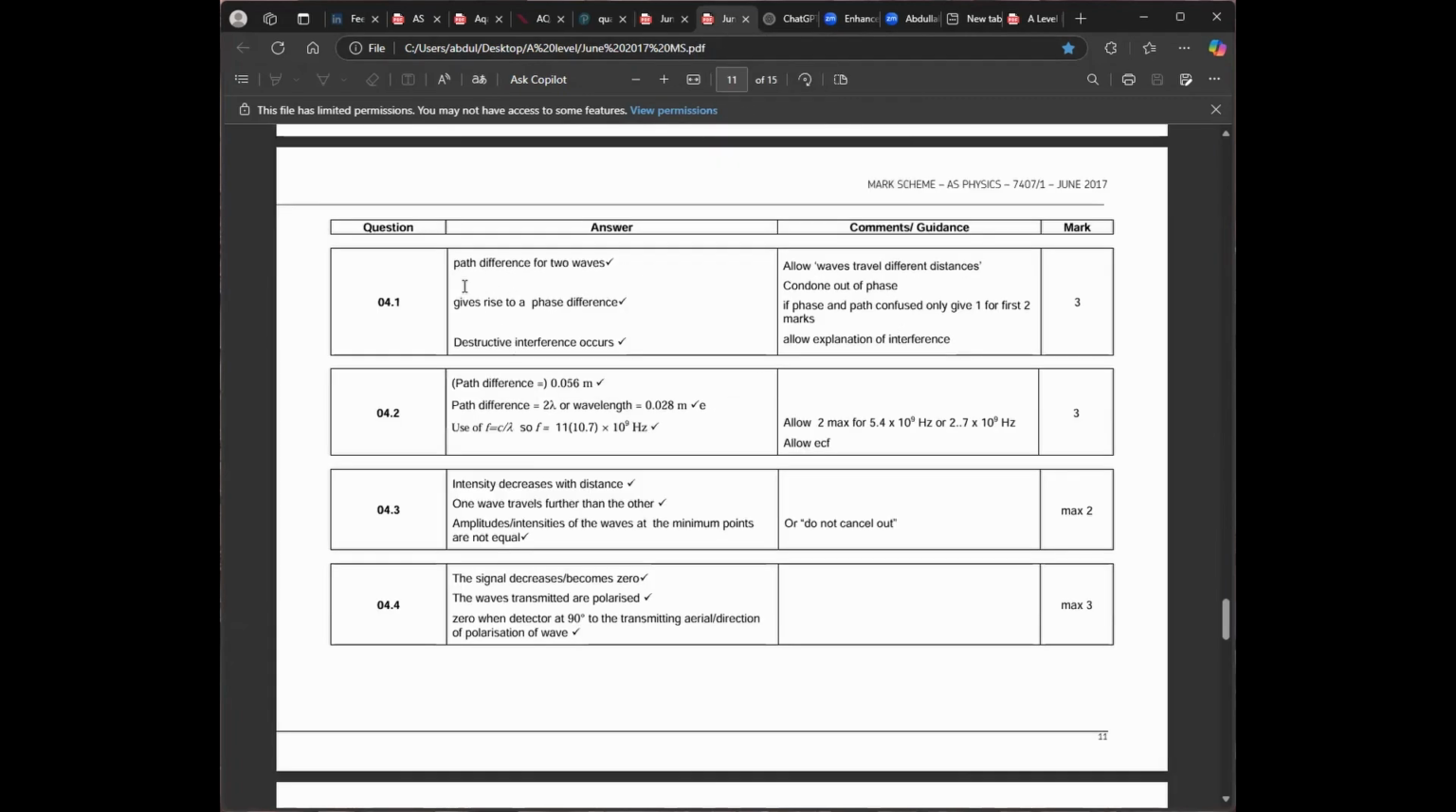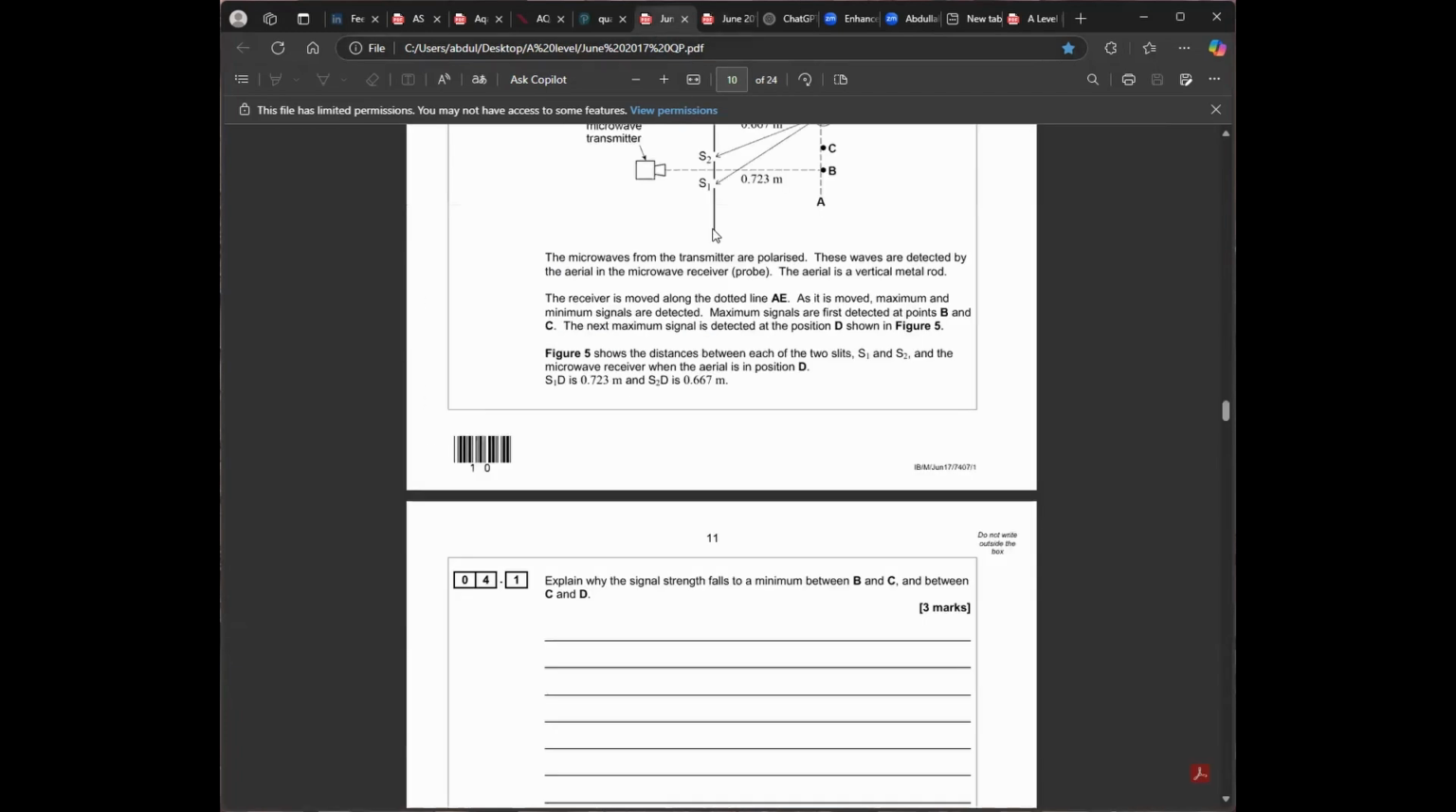Let me just see as well. So they talk about the path difference for the two waves, which gives rise to the phase difference, and then you say that hence there's destructive interference. Because it's a 3 marker, you have to go step by step. It's not every time, but when it says three, you have to make three factual statements. Not every time, but if you can, you have to. So does that make sense?